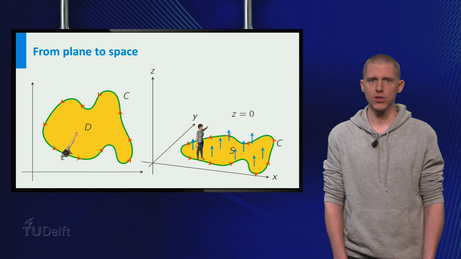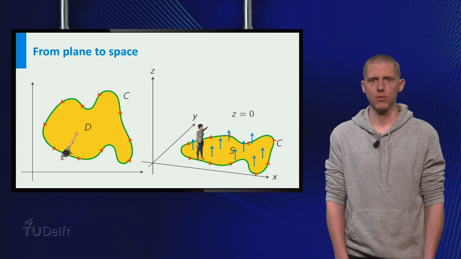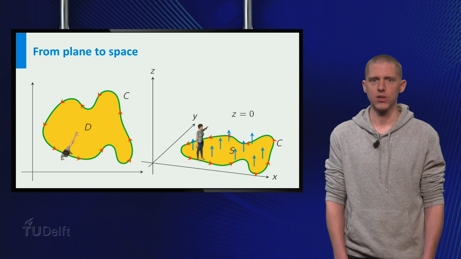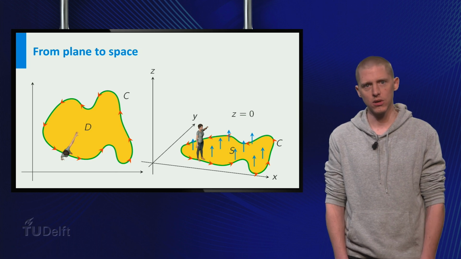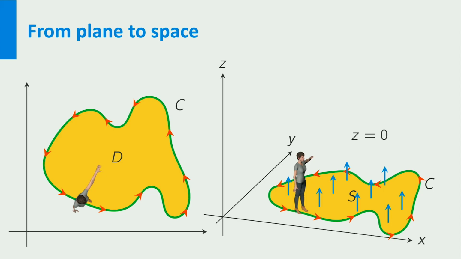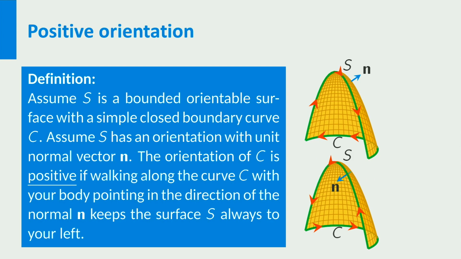If you visualize yourself as walking on this curve in space, you can see that your body, from toe to head, always points in the same direction as the normal vector of the surface S, and the surface S is always to your left. We can generalize this observation to general orientable surfaces with some boundary curve in the following way. Assume S is a bounded orientable surface with a simple closed boundary curve C. Assume S has an orientation with unit normal vector n.